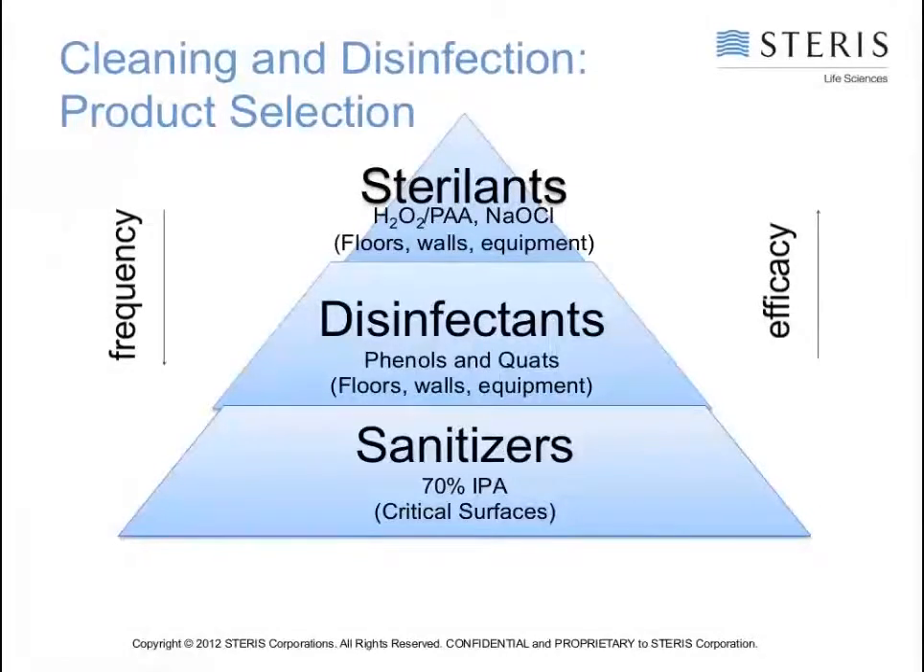And then sanitizers are for your critical surfaces. And the reason a lot of people use IPA or 70% IPA is because it does not leave a residue and it dries very quickly. So when you're sanitizing your hands, your gloved hands, it dries very quickly and you don't have to worry about any contamination to the drug product.